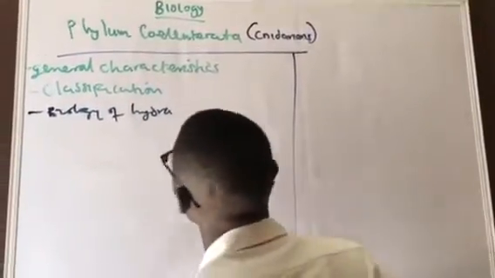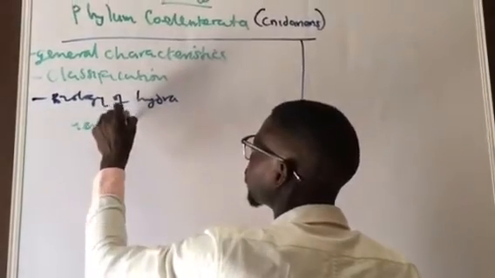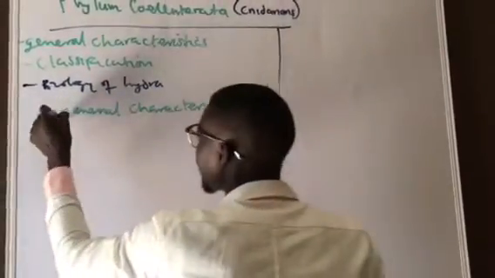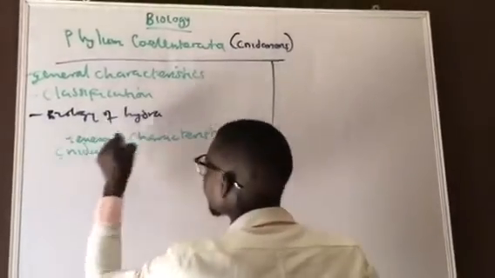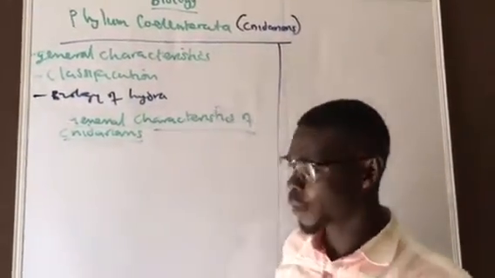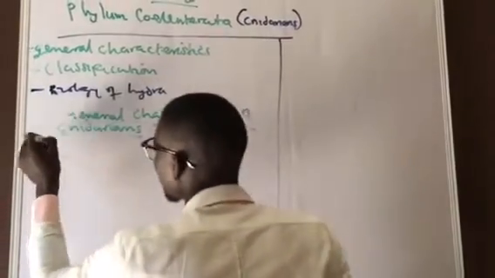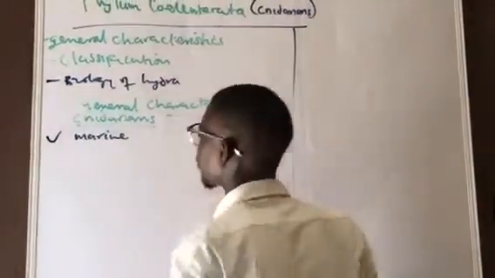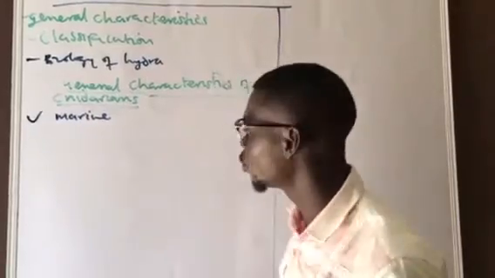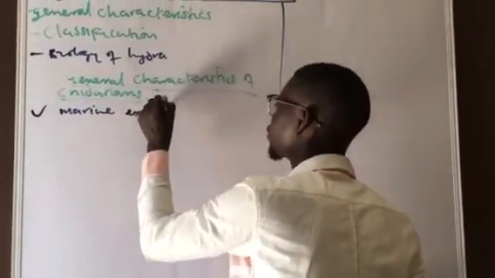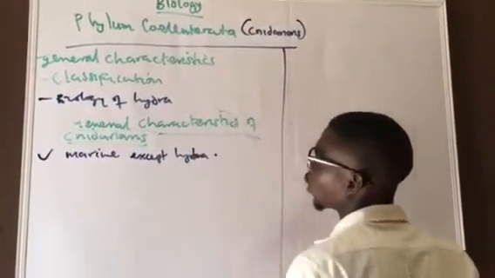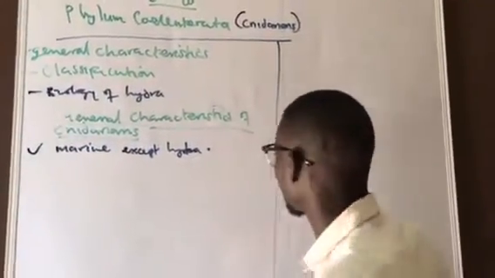So we are going to start with the general characteristics of Cnidarians. When you talk about this group, that is the COELENTERATA, their general characteristics: first one is that they are mostly marine. They are found in marine environments, that is, in saltwater, except a few, like the Hydra, which is found in freshwater.